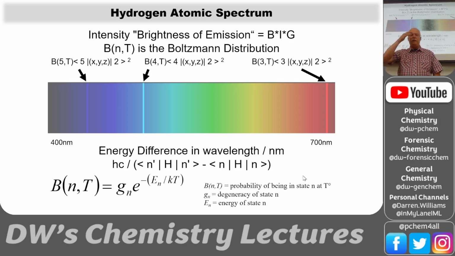Okay, so here's the hydrogen atomic spectrum. It's a pretty simple atomic spectrum, as you might imagine, because it's only got one electron. There's not much that electron can do. There's not a lot of variety in its energy levels. You don't have electrons coupling with each other. There's no electron correlation term. There's only one electron. And so this is what you would see.